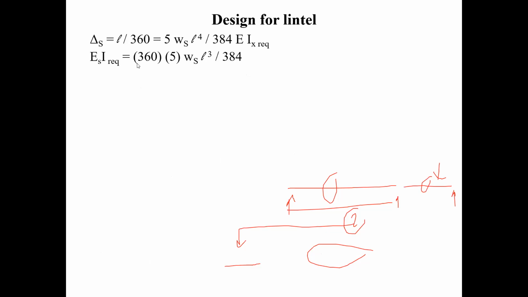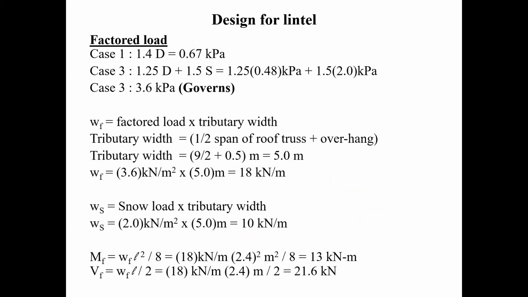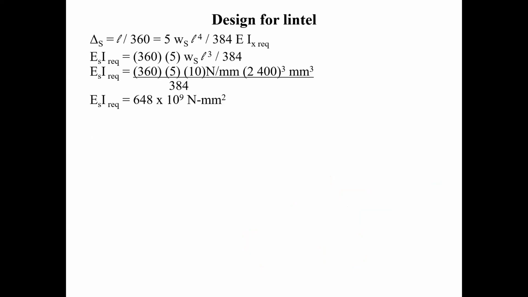So ESI required is equal to 5WL to the fourth. In other words, I just isolate the ESI. And of course, here, you guys remember that this cancels this, it becomes cubed, and that's it. And we can now find the ESI required, 640. Now, I don't remember, I should write this down. So when we go to the table, 13 kilonewton meter, 21.6 kilonewtons. So when we go to the table, we know what we're looking for. And the ESI required is 648.